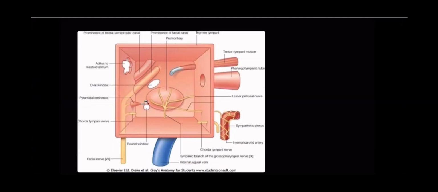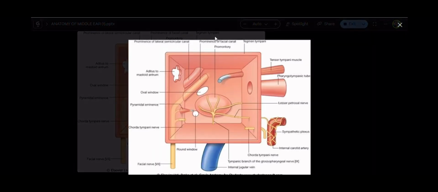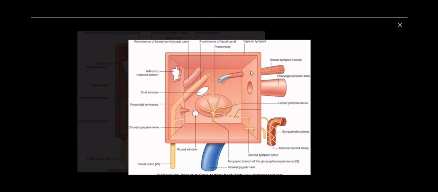Coming to the pictorial representation of the middle ear cavity, follow the arrow mark. Here we have a superior wall, that is the tegmen tympani, which is a thin plate of bone that separates it from the middle cranial fossa, and we have the tympanic membrane laterally all around. Just anteriorly we have the eustachian tube. There we can see a tube passing around, and anteroinferiorly you can see the carotid artery along with the sympathetic plexus.